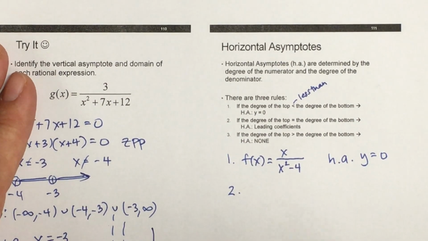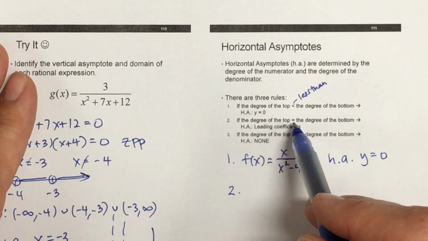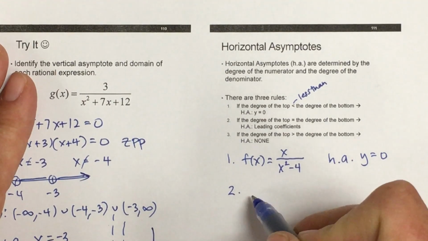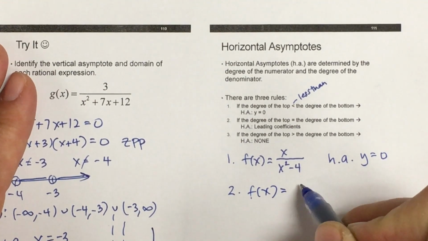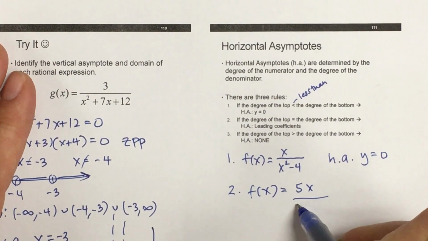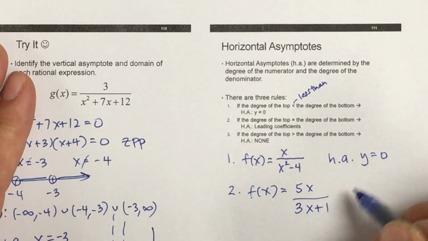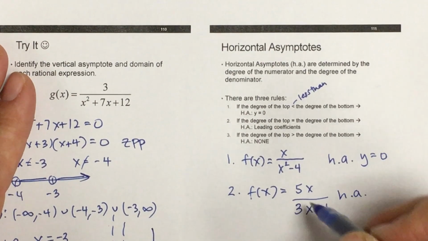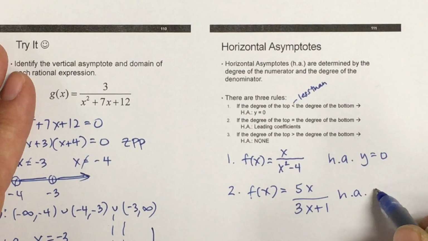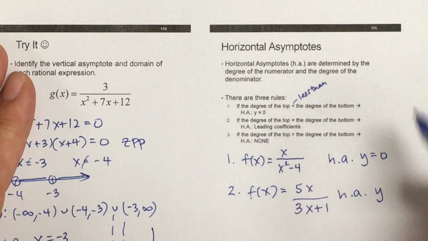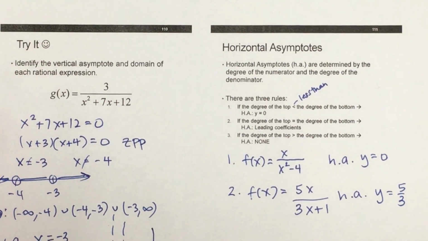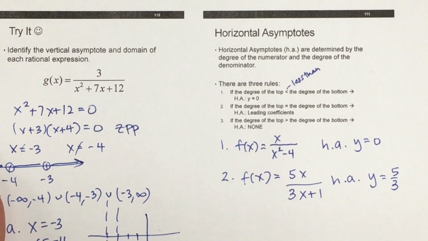Number 2, here's an example. If the degree on the top is equal to the degree of the bottom, then it's the leading coefficients. So let me show you what that might look like. So let's say you've got 5x over 3x plus 1. Your horizontal asymptote, because the degree is 1 on top and the degree on the bottom is 1, your horizontal asymptote is the leading coefficients. So it's going to look like this. Notice it's not 5/3, it's y equals 5/3.